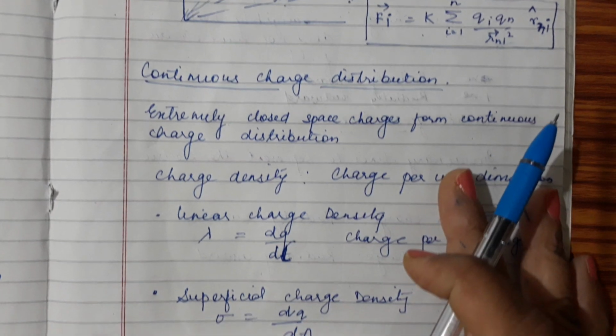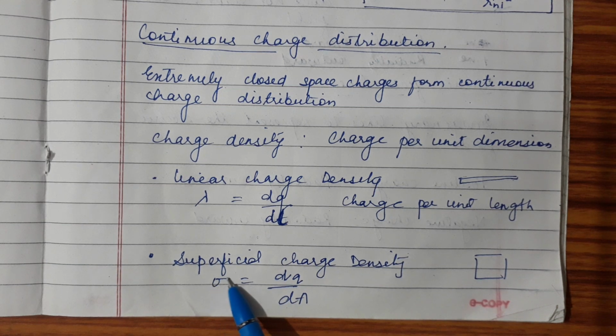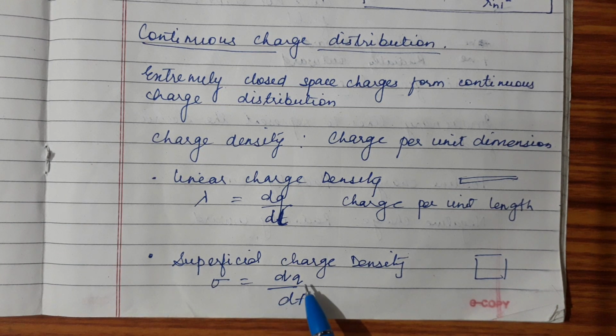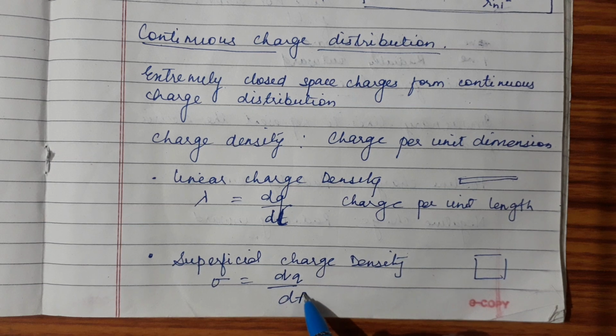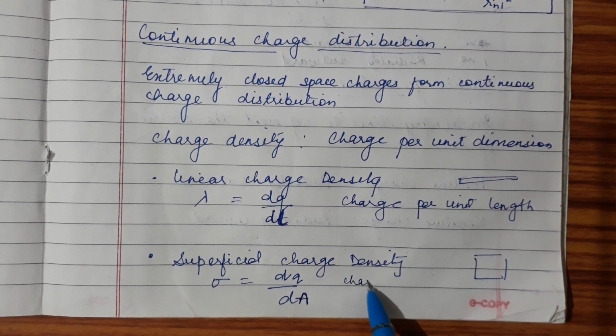Next is superficial charge density. It is denoted by sigma. It is equal to dq/dA. It is charge per unit area.